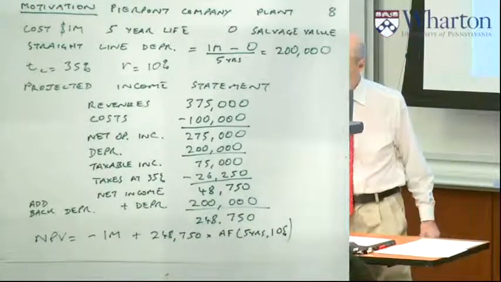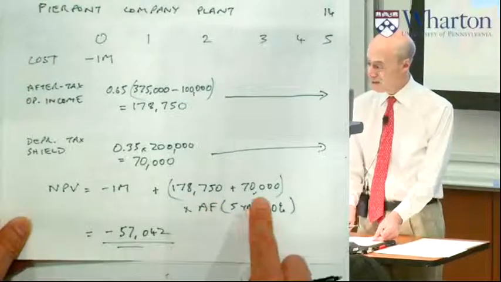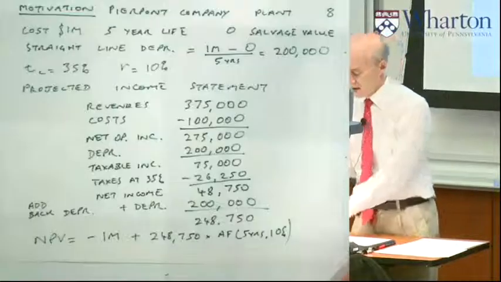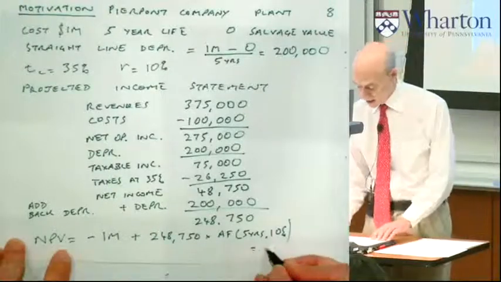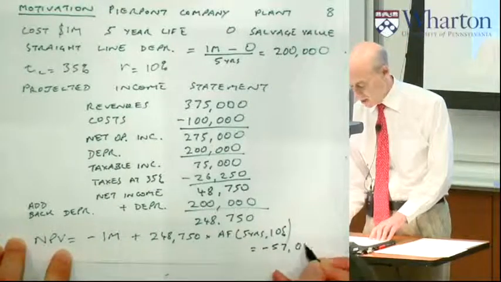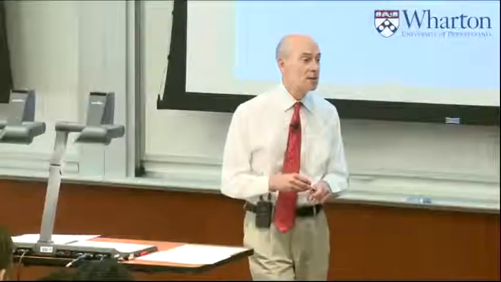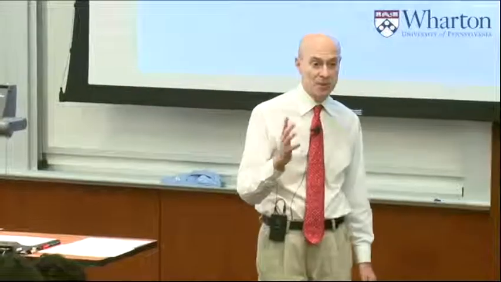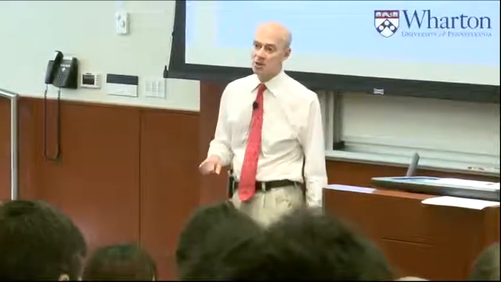Of course, that's the same as what we had in this calculation. This 178,750 plus 70,000 is just our 248,750. So we're going to get the same answer. So it doesn't matter which way you do it, and you will see that there are some questions where it's easier to do it this way with TC times the depreciation. There are others where it's easier to do it the accounting way and just add back the depreciation.